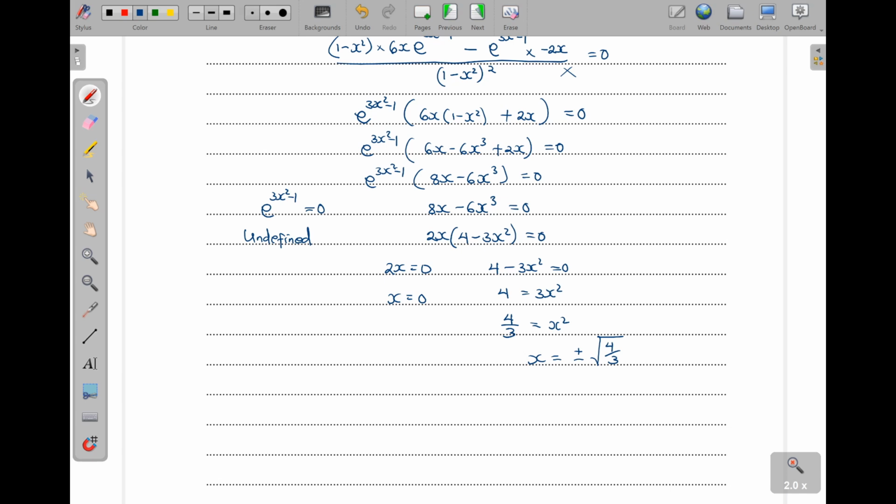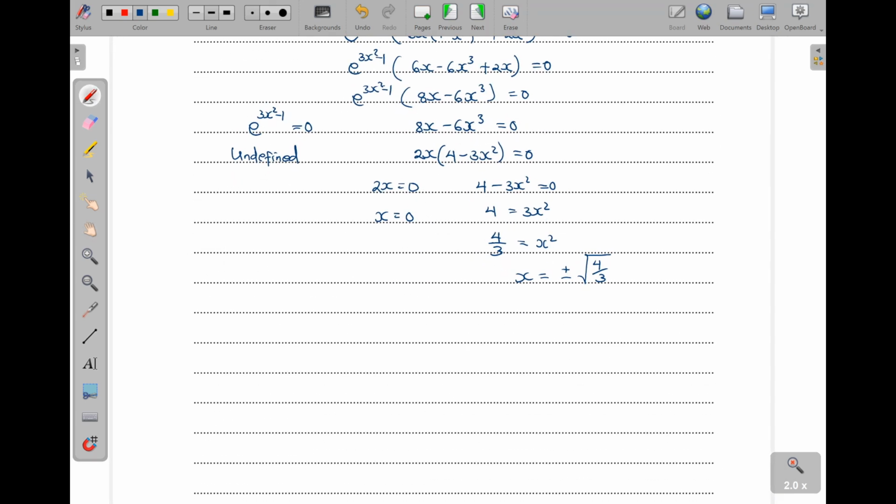And then actually this one can be simplified to plus or minus. Square root of 4 is a 2. Square root of 3 remains. But since we don't write surds in the denominator, I can just say times root of 3 over root of 3. You see? So this one gives you a 3. And so that is the same as writing 2 root 3 over 3. Okay? 2 root 3 over 3.